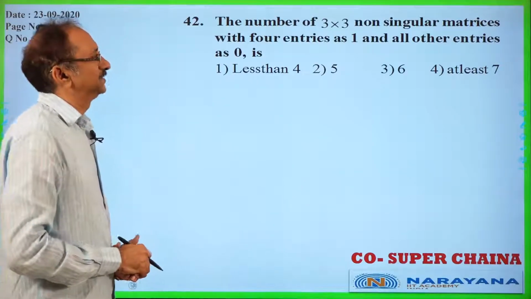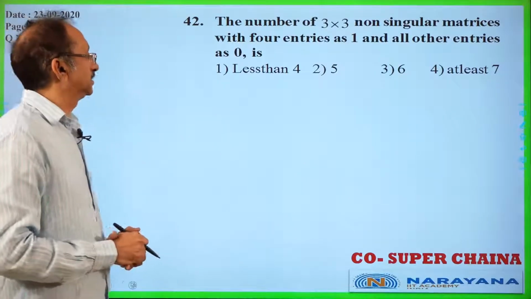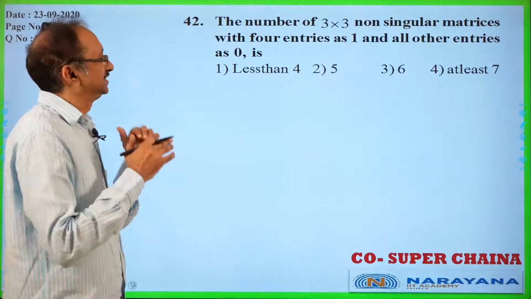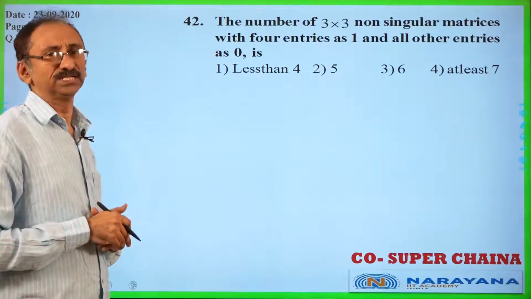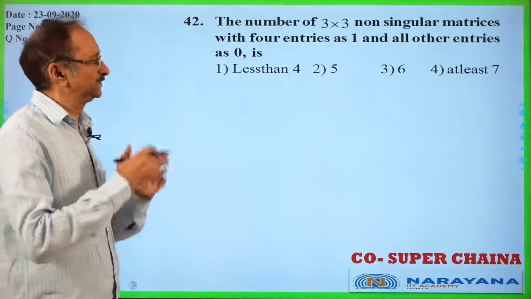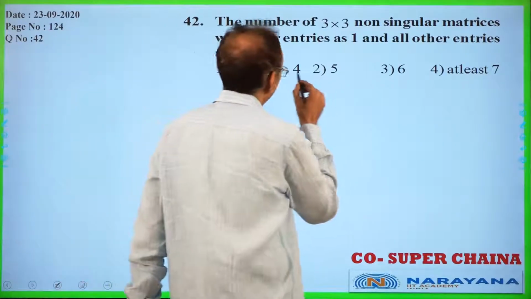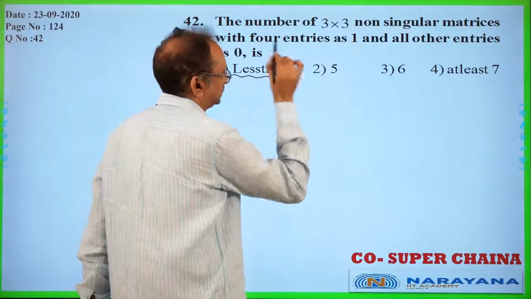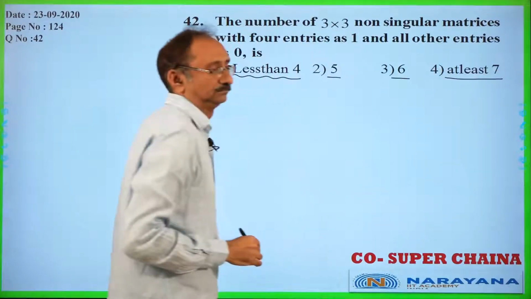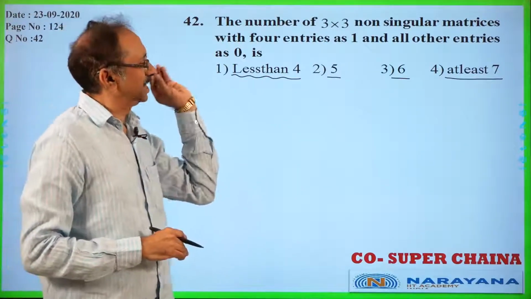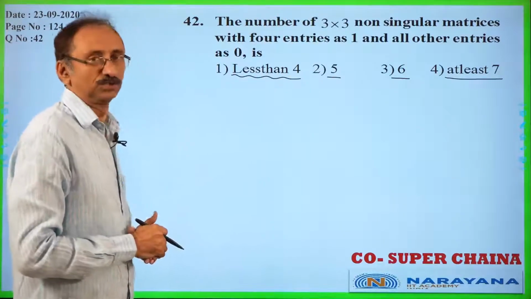The number of 3 by 3 non-singular matrices with 4 entries as 1 and all other entries as zeros. See, this is called counting. Counting techniques will come under the chapter permutations and combinations. So it will have so many determinants. But see the question, the number of such determinants is less than 4, 5, 6 or at least 7. If the answer is greater than 6, then that will go under the fourth option.